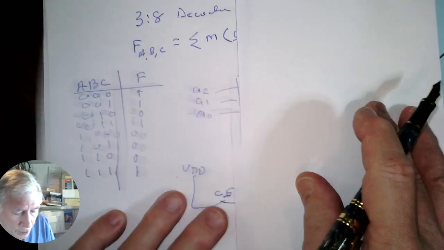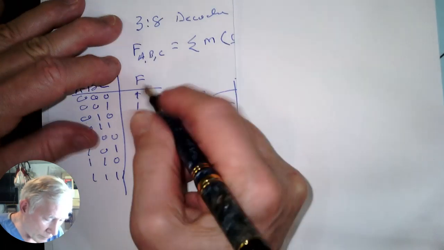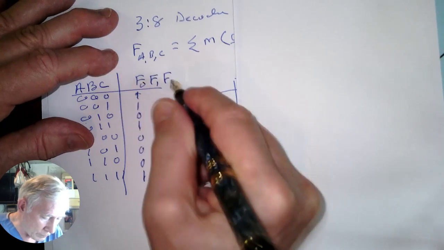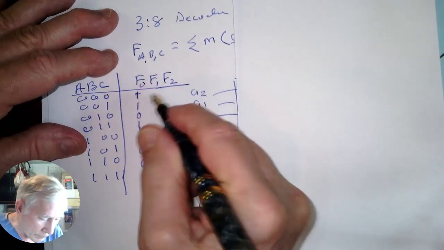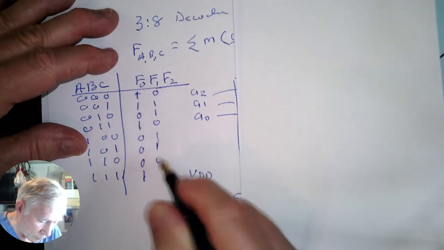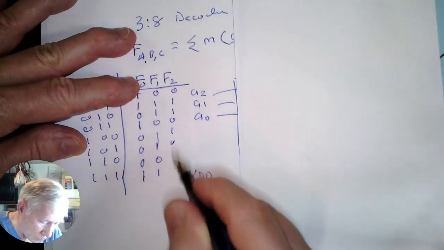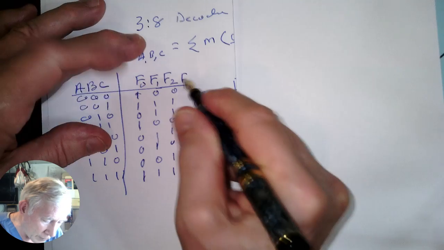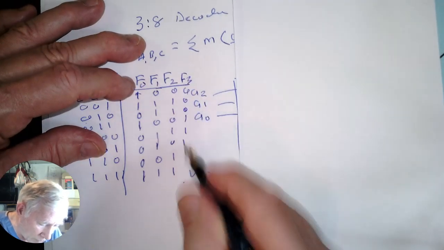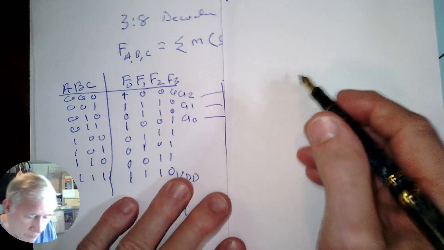Now, let's say we have several functions: f0, f1, and f2. So we have three functions. Maybe I'll make this 0, 1, 1, 0, 1, 1, 0, 1, and this is 0, 1, 1, 0, 1, 0, 1, 1, and maybe I'll do f3, 0, 0, 0, 1, 1, 1, 1, 0. All right, how would we implement this with a ROM? Well, very simply. So here's our ROM.